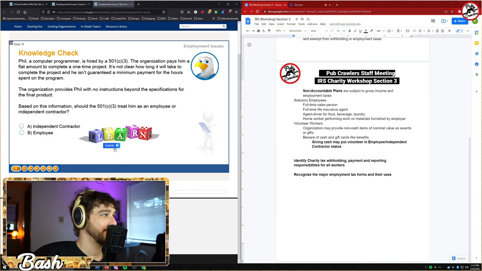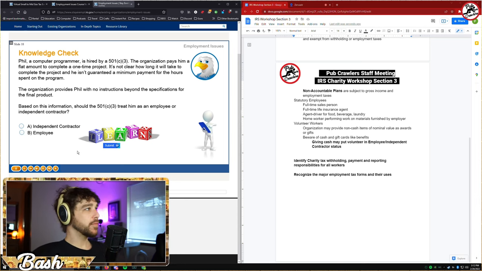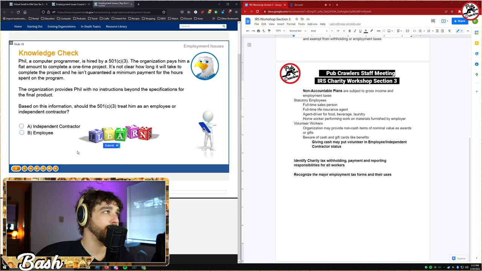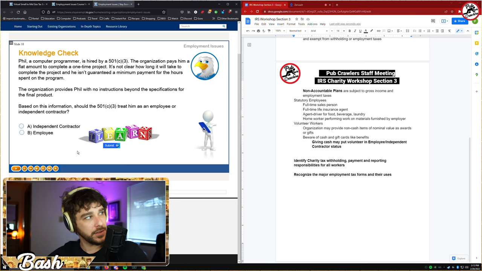We do well. Here's another example. Should the 501c3 treat Phil as an employee or independent contractor? Phil, a computer programmer, is hired by a 501c3. The organization pays him a flat amount to complete a one-time project. It's not clear how long it'll take to complete the project, and he isn't guaranteed a minimum payment for the hours spent on the project. The organization provides Phil with no instructions beyond the specifications for the final product. Based on this information, should the 501c3 treat him as an employee or an independent contractor?